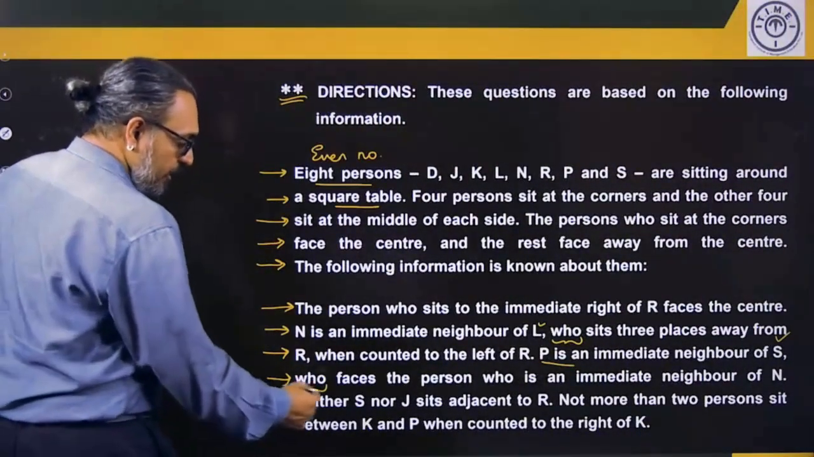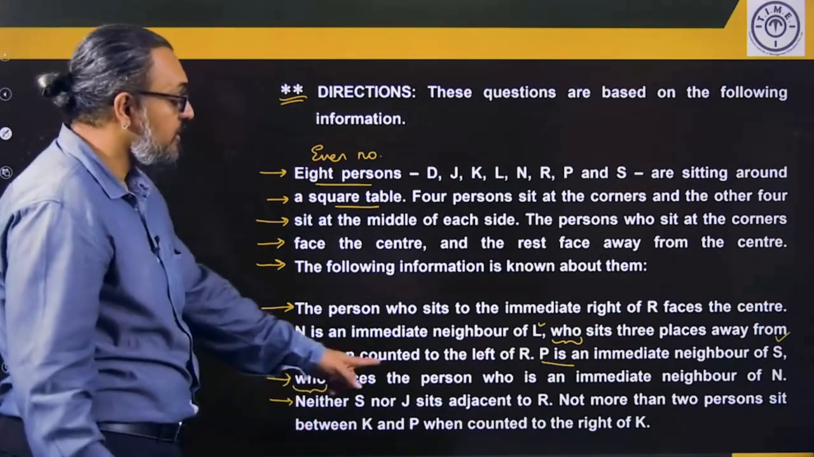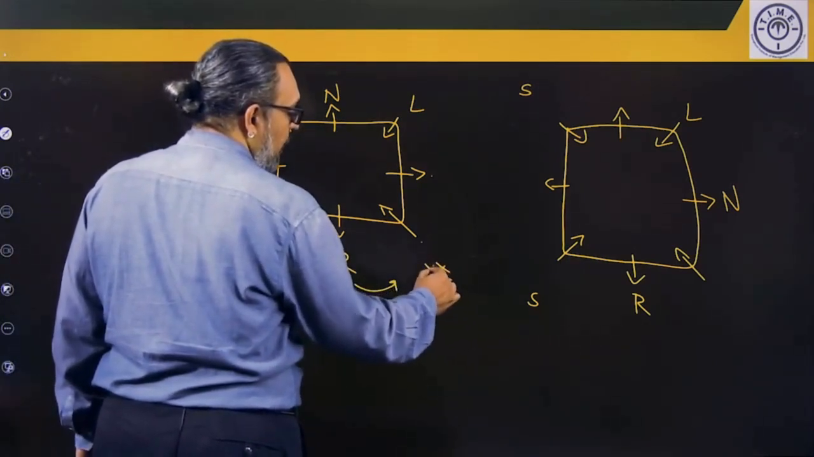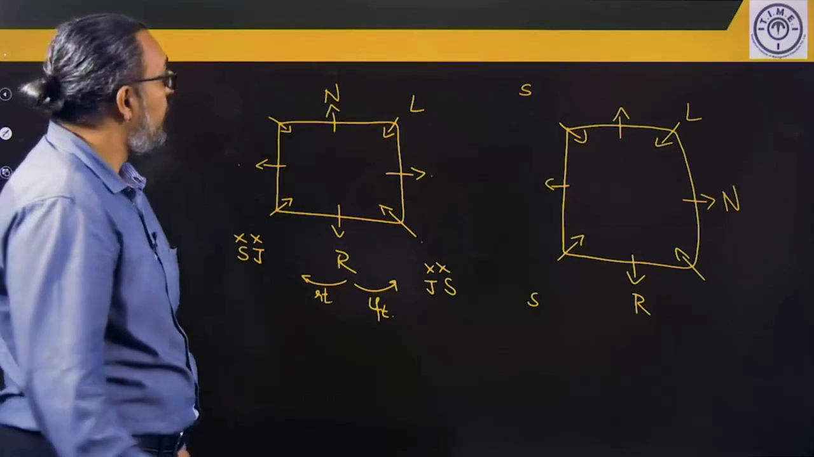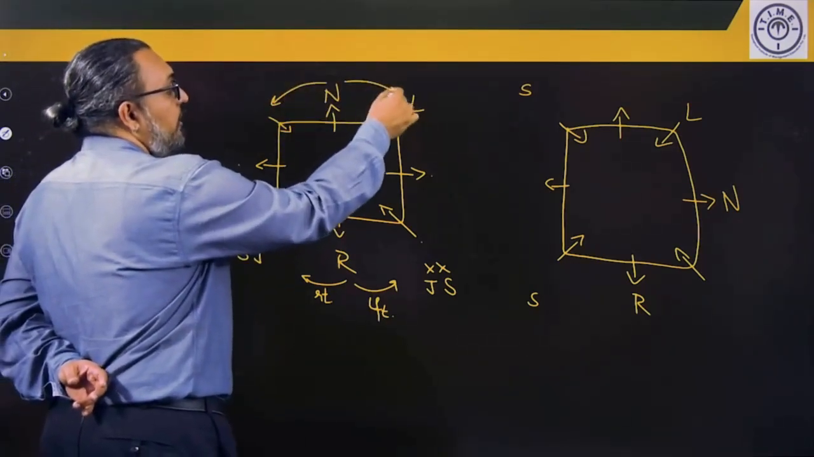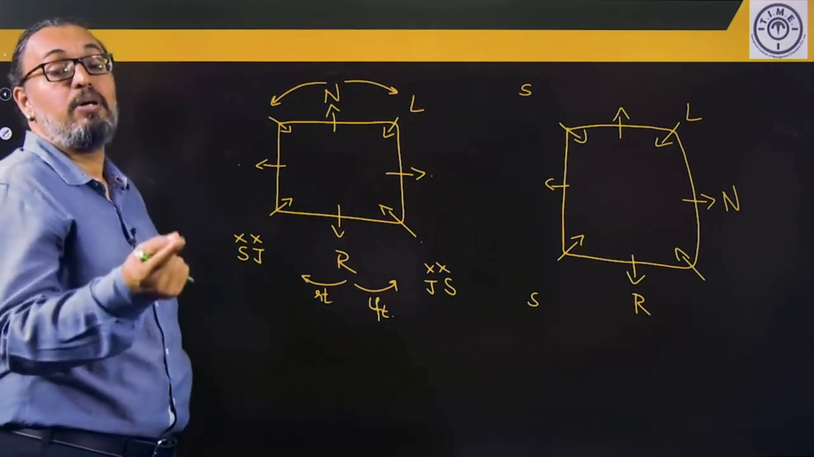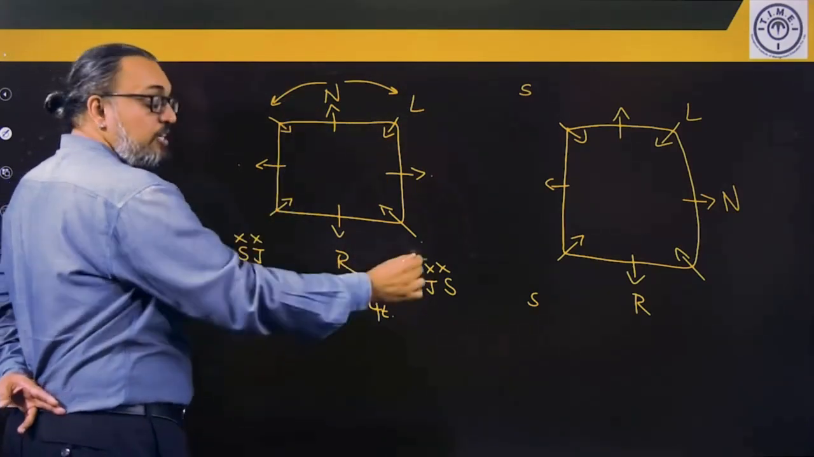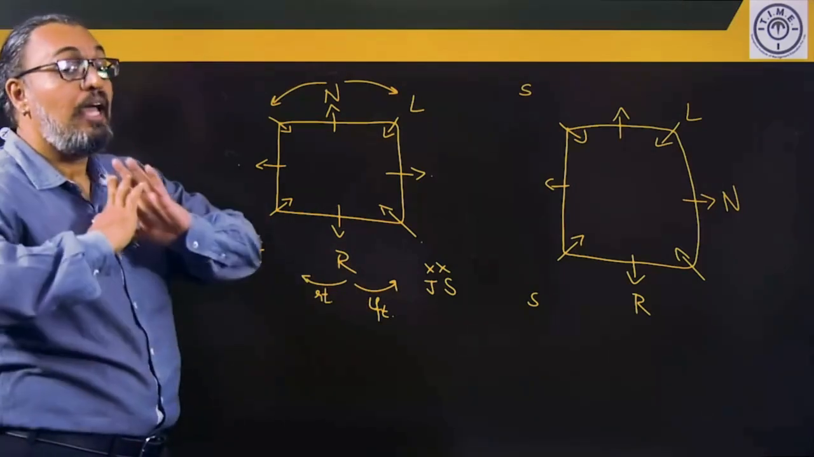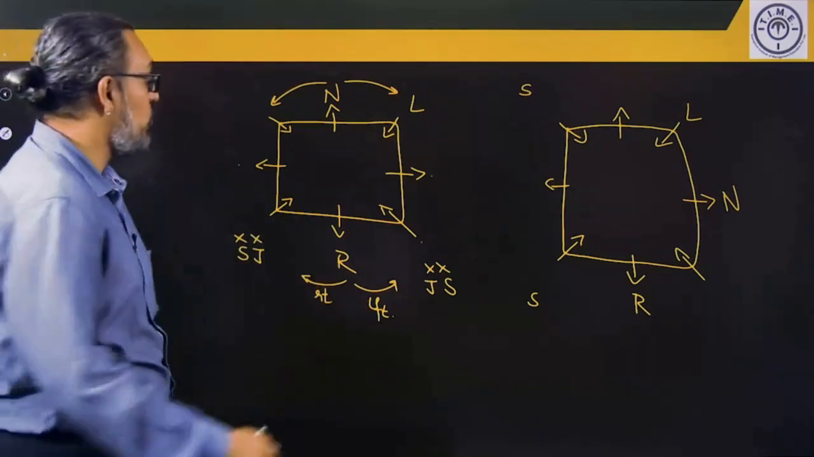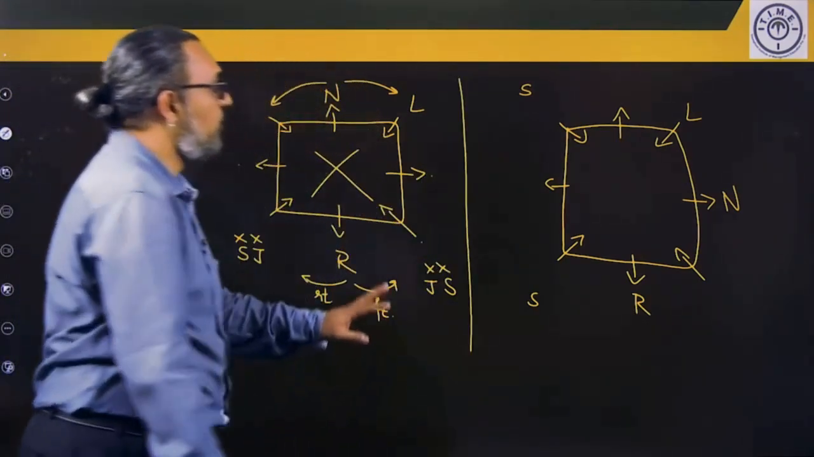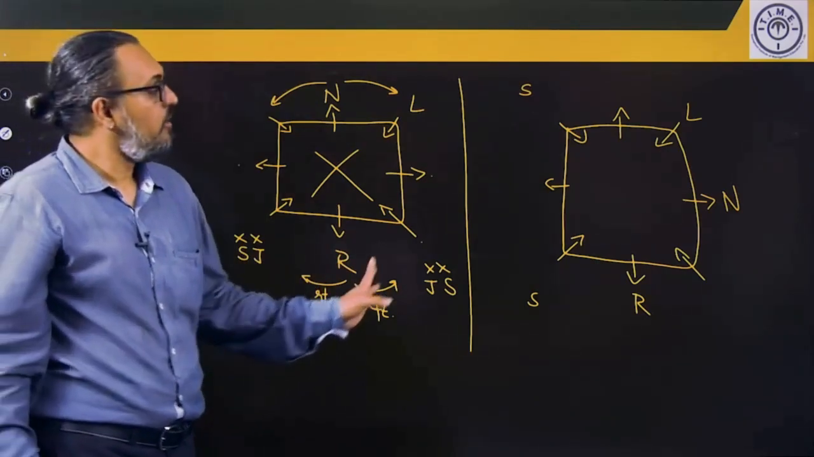Then after that, see, he says neither S nor J is adjacent to R. Okay. So, neither S nor J should be adjacent to R. But then neighbor of N is either here or here. So, S should be facing the person who is a neighbor of N. So, S is either going to be here or here, in which case both positions are neighbors to R. So, neither S nor J is adjacent to R. That means you cannot have a position of S at all in this case. So, this arrangement is ruled out. Understanding the point here?